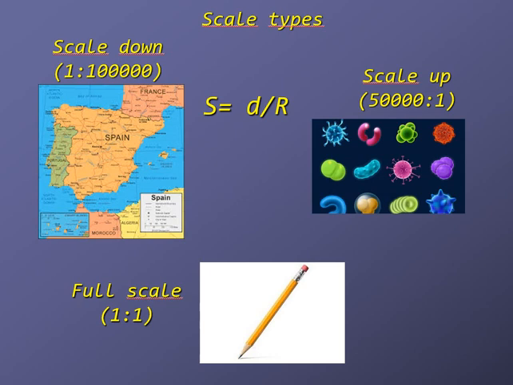And finally, when you have to draw an average object, for example a pencil, we use what we call full scale. Full scale means 1:1, that you are drawing the object using the real dimensions. Okay, so there are three types of calculations in this case.